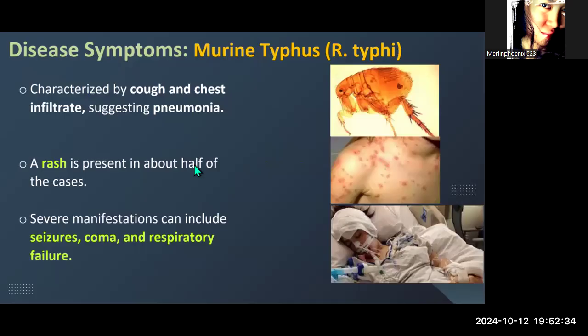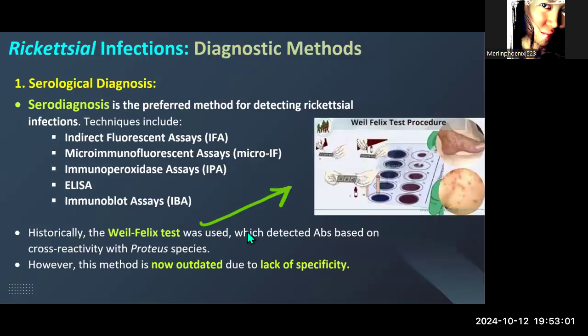So for disease symptoms for murine typhus caused by R. typhi, the condition is marked by a cough and chest infiltrate, indicating pneumonia, and a rash is observed in approximately half of the cases. And severe manifestations or symptoms may include seizures, coma, and respiratory failure. So rickettsial diseases are deadly.